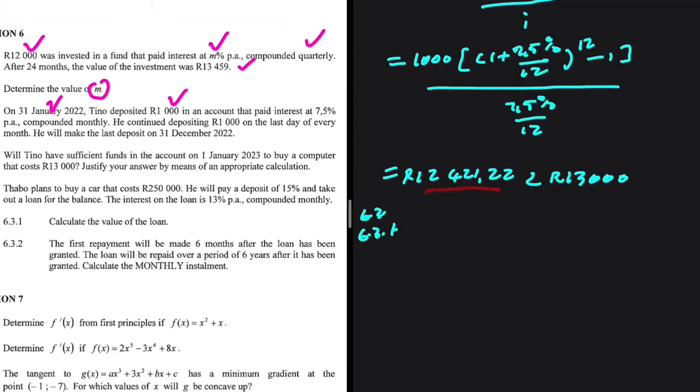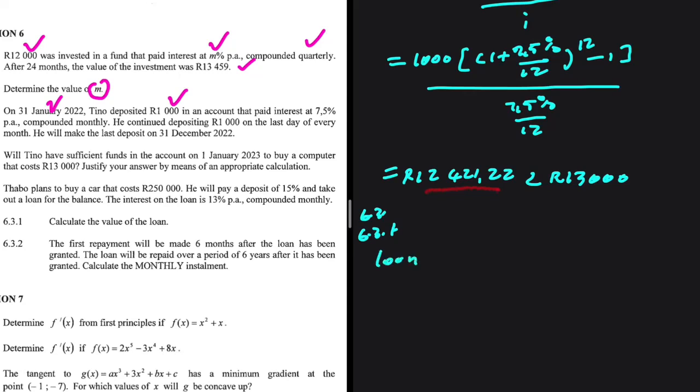6.3.1. Tower plans to buy a car that costs 250,000. He will pay a deposit of 15% and take out a loan for the balance. The interest on the loan is 13% per annum compounded monthly. 6.3.1, let's calculate the value of the loan. So he wants to buy a car that costs 250,000. He will deposit 15% of that amount and finance the rest. So what is the value of the loan?